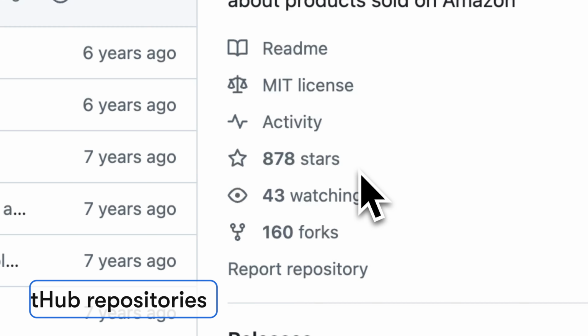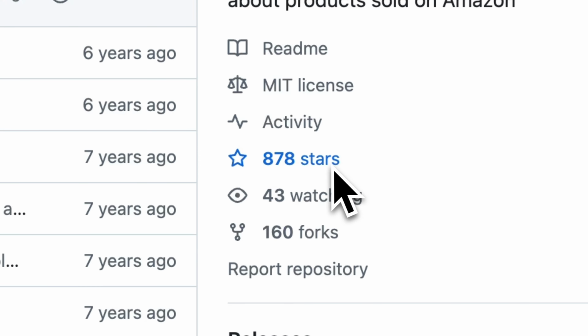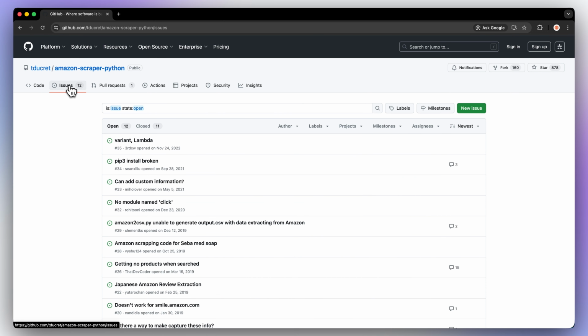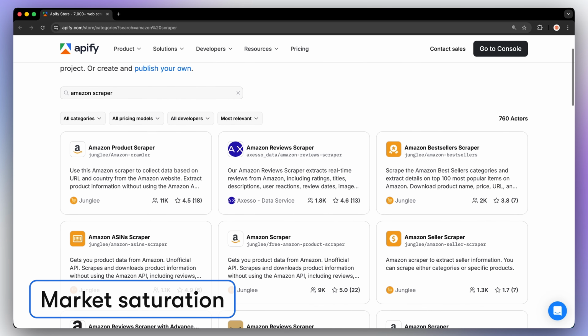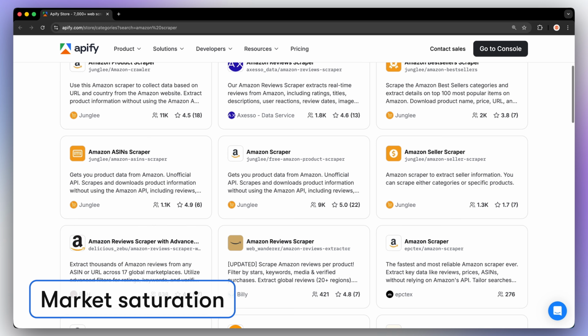High star counts on similar open source projects signal strong market demand. But dig deeper. Look at the Issues tab. Open issues with many upvotes reveal unresolved pain points your actor could solve. Also, a high number of forks means developers are actively trying to extend that technology, which is evidence of real usage. Finally, check Apify Store itself to see what you're up against.